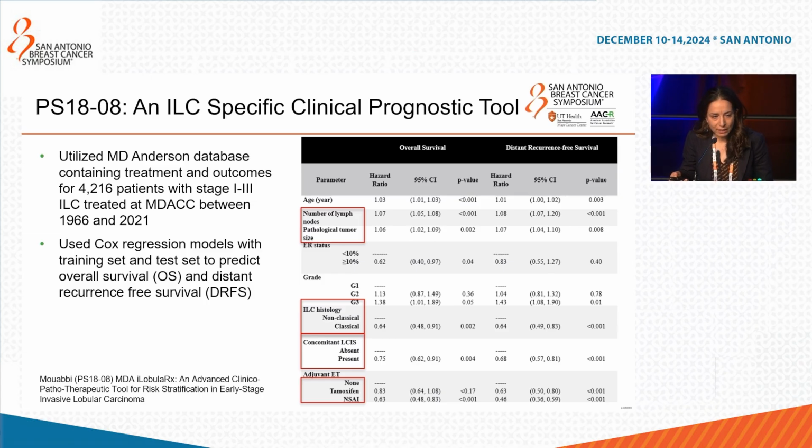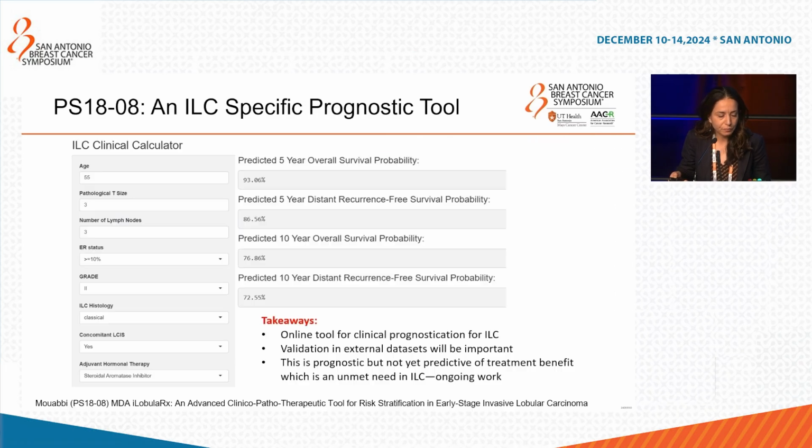For patients who had ILC with associated LCIS, the outcomes were actually significantly improved compared to patients who had ILC without associated LCIS. Endocrine therapy was associated with improved outcome, but the tool does not allow us to discriminate whether one type of endocrine therapy is better than the other.